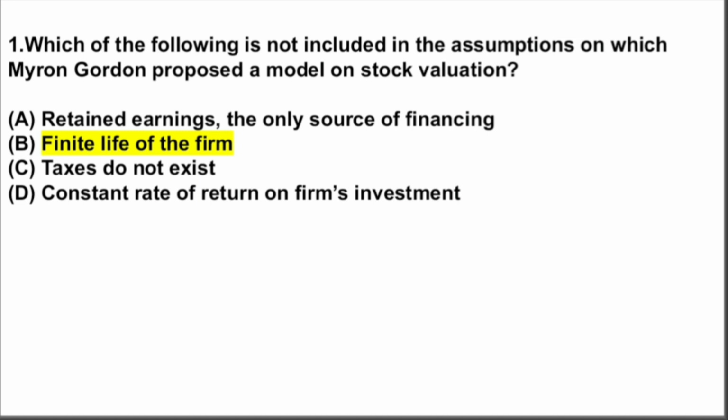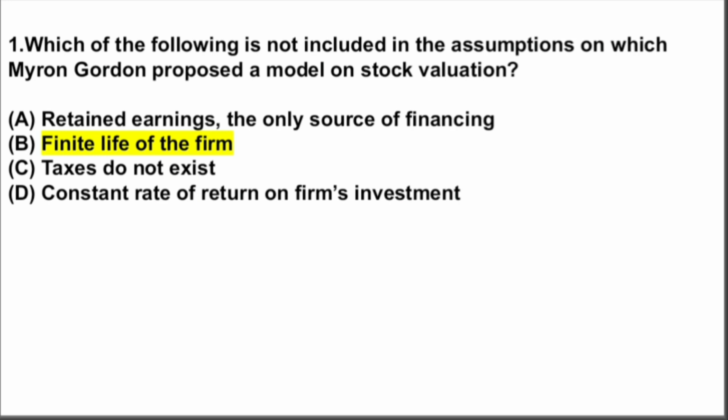So the first option is retained earnings as the only source of financing. Actually it is one of the assumptions included in Gordon's model and also in Walter's model too. So it is not the answer. The next option is finite life of the firm, right? Actually Gordon's model says that the firm has a long-term life, or very long life. So this option is not right.